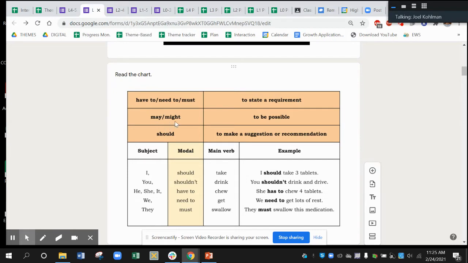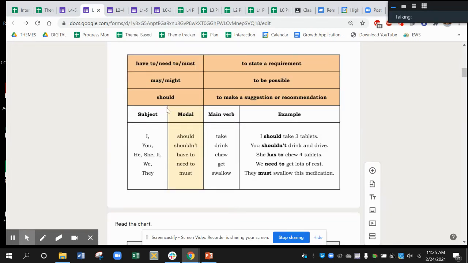May and might we use to say that something is possible, and should to make a suggestion or a recommendation. So this is the form. We need the subject, then the modal, then the main verb. So for the subject, we can use the pronouns I, you, he, she, it, we, they, and then comes the modal. So it can be any of these.